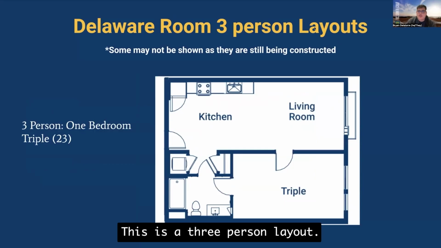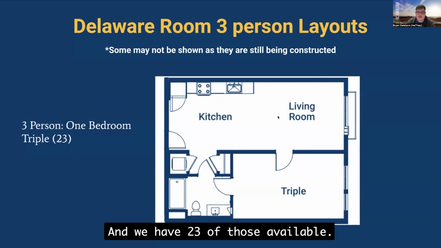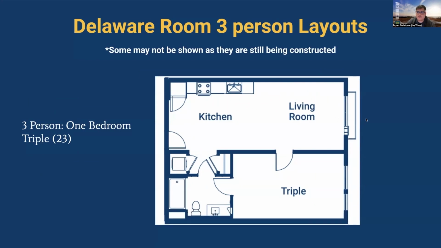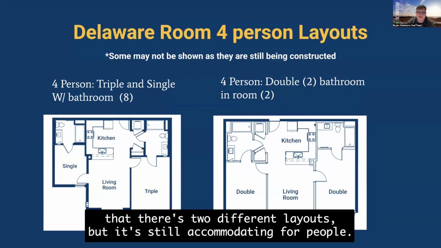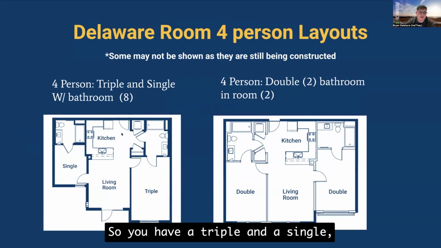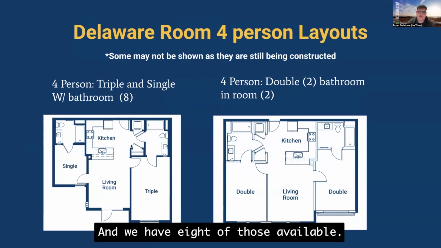This is a 3-person layout, so you have your triple room, the living room and kitchen, similar to the double, and we have 23 of those available. This is a 4-person apartment, so you can see here that there's 2 different layouts, but it's still accommodating 4 people. So you have a triple and a single, and the single has its own access to its own bathroom, and we have 8 of those available.